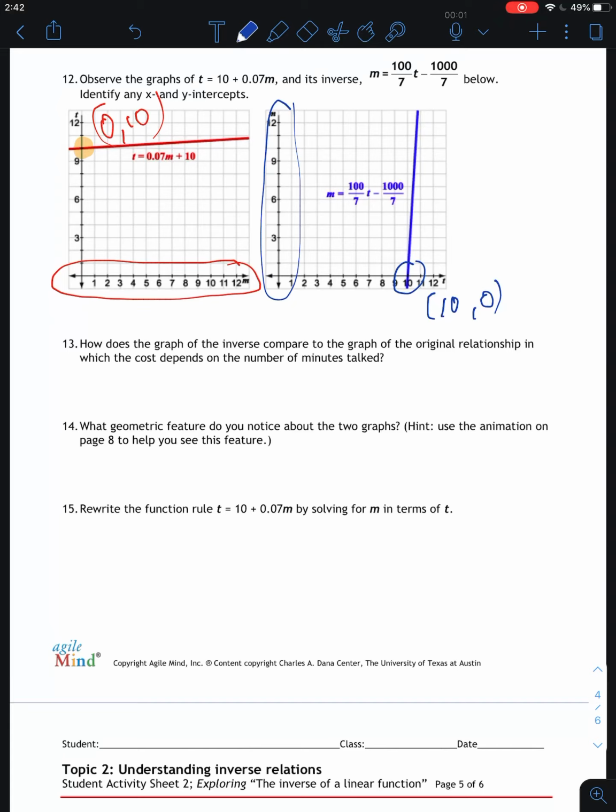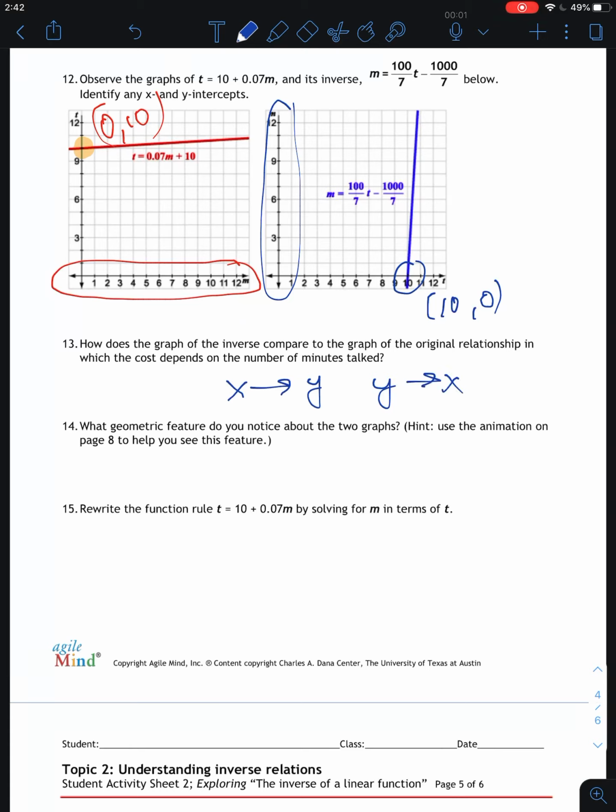Now, number 13 says, how does the graph of the inverse compare to the graph of the original relationship in which the cost depends on the number of minutes taught? How does that graph compare one to the other? They're both lines, and the x and the y intercepts are reversed. So your x becomes your y, and your y becomes your x in your intercepts.